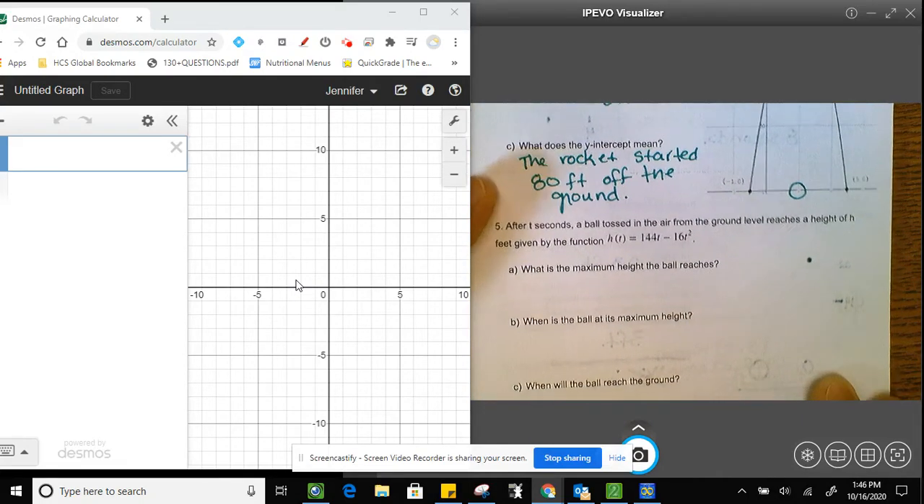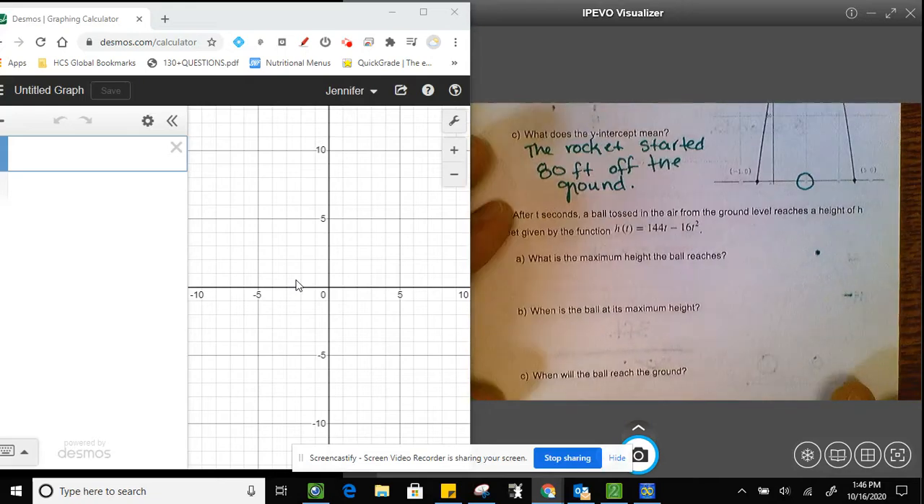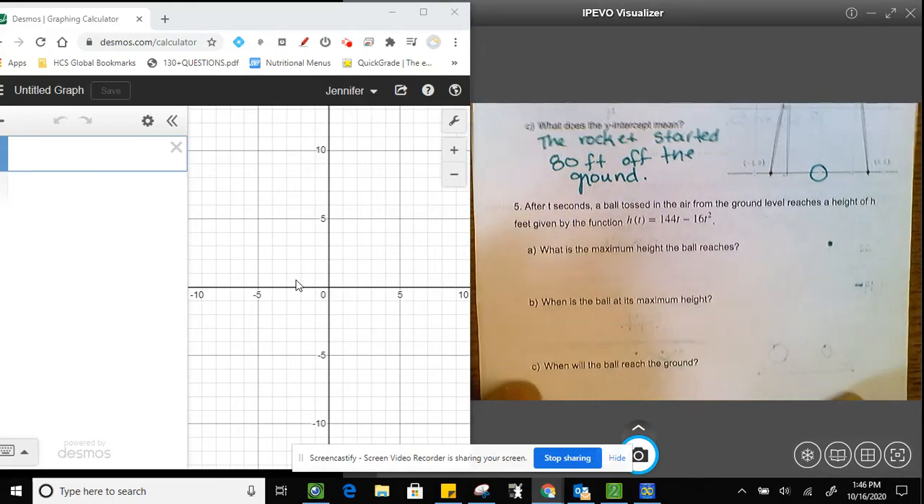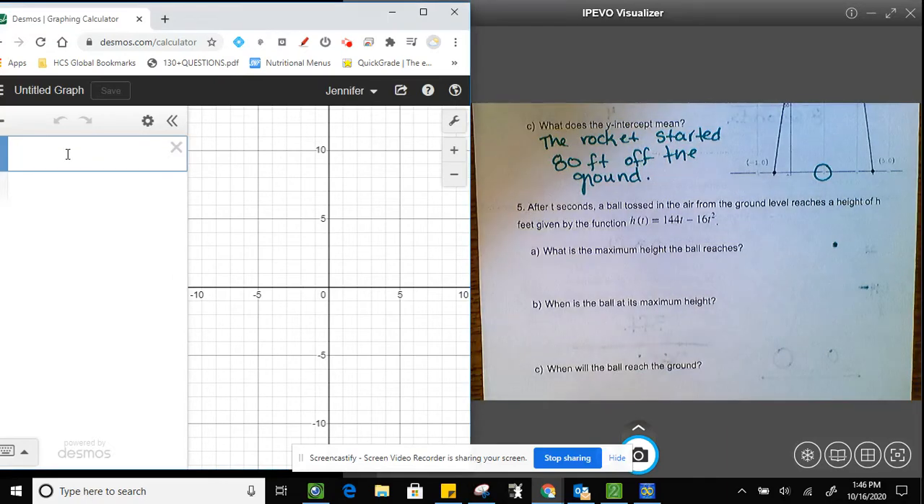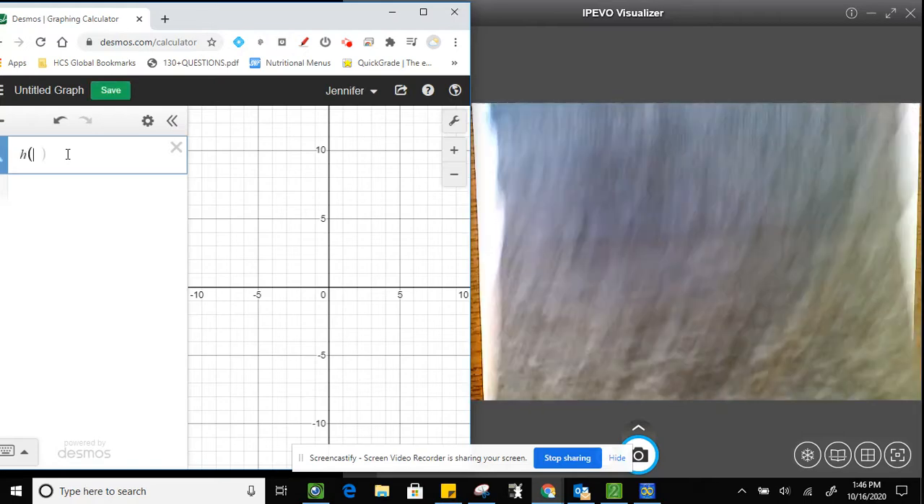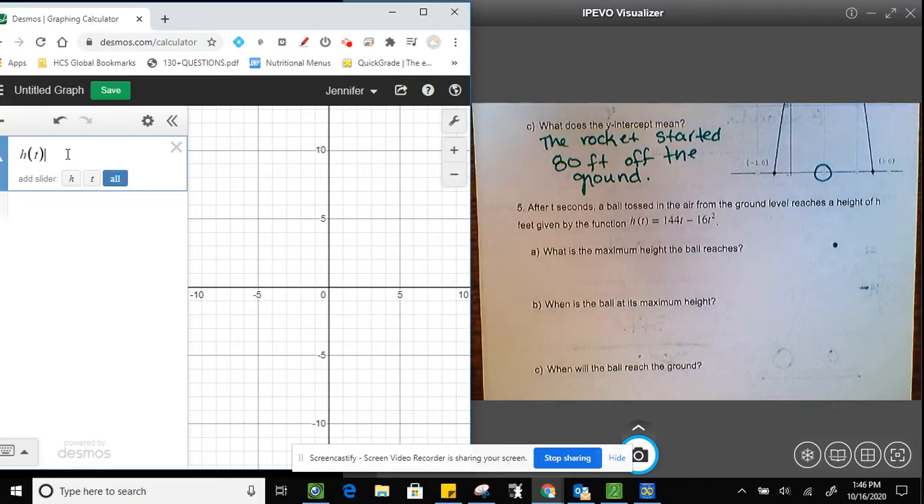Okay, after t seconds, a ball is tossed in the air. We do not have a graph for this one because I wanted you to use Desmos. If you would like to pause the video, you can, and then you can pull up Desmos and you can type this in yourself. So h of t equals 144t minus 16t squared.